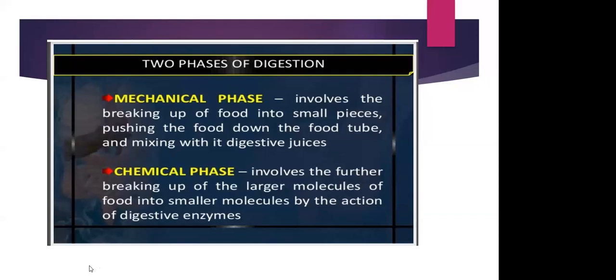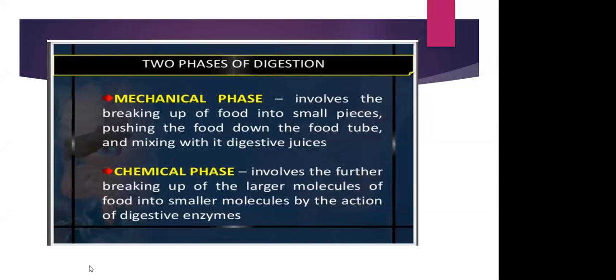The mechanical phase involves the breaking of food into smaller pieces and pushing the food down the food tube. So here, the food tube and mixing with the digestive juices happen during mechanical digestion. In this process, it involves breaking up the food into small pieces, pushing the food down the food tube and mixing with the digestive juices. This is about mechanical digestion or the mechanical phase.